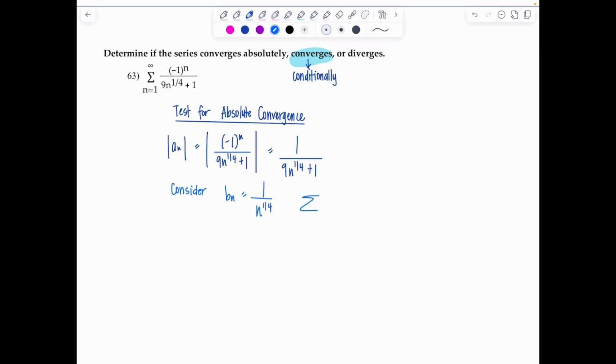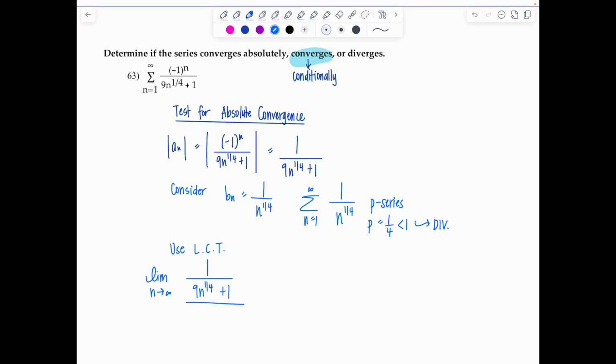And I know the sum, n equals 1 to infinity, of 1 over n to the 1/4 is a p-series. P equals 1/4, which is less than 1, so this series diverges. So let me use a limit comparison test because I feel like my series will diverge as well. I'm going to look at the limit as n approaches infinity of 1 over 9n to the 1/4 plus 1 over b sub n, which is 1 over n to the 1/4.